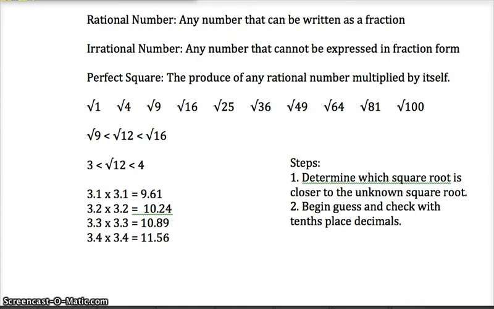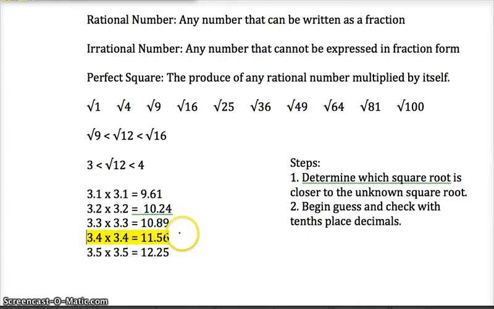Let's see if we can do 3.5 and still be under 12. 3.5 times 3.5 equals, go ahead and try that now. And I just finished and I got 12.25. So 12.25 is higher than 12. So we know that 3.4 is the closest estimate that we can get to the square root of 12.